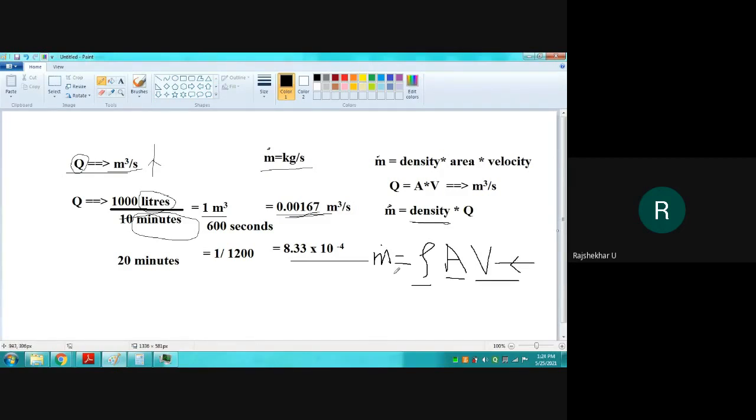So if you want to use the same equation for water, then what happens? The density term for water remains the same. So for m dot, if I just replace m dot by rho into Q, it will be equal to rho A V.